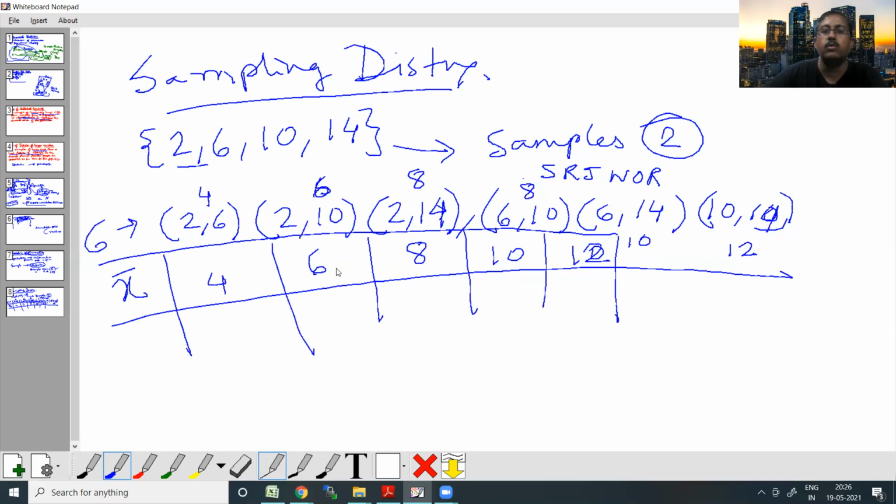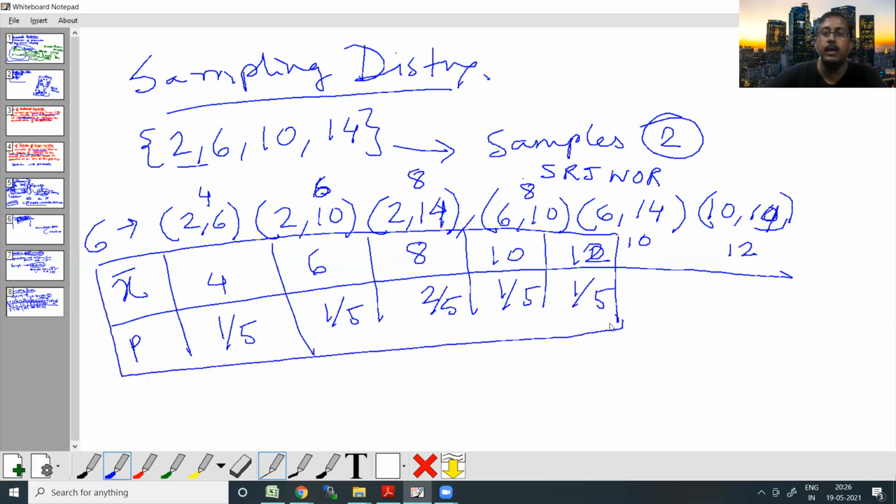So how many total number of possibilities? 1, 2, 3, 4, 5. Total 5 possibilities, 5 different options of sample means. And the probability, if I calculate, so 1 by 5. This one is also going to be 1 by 5. This is going to be 2 by 5 because there are two favorable cases, 1 by 5 and 1 by 5. So this is going to be my sampling distribution of sample mean, which is x bar.